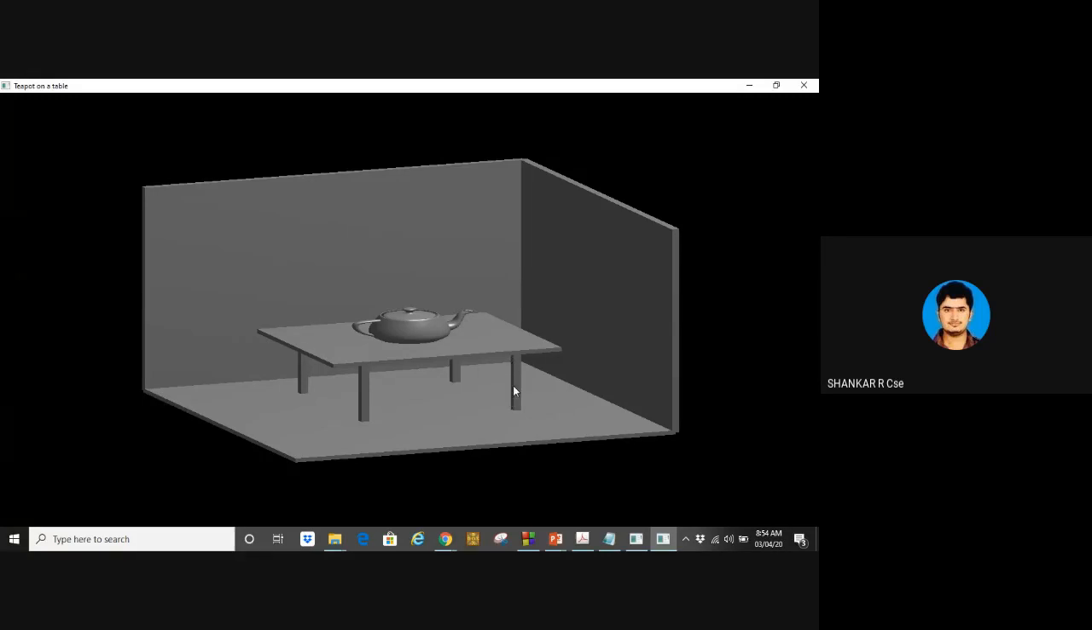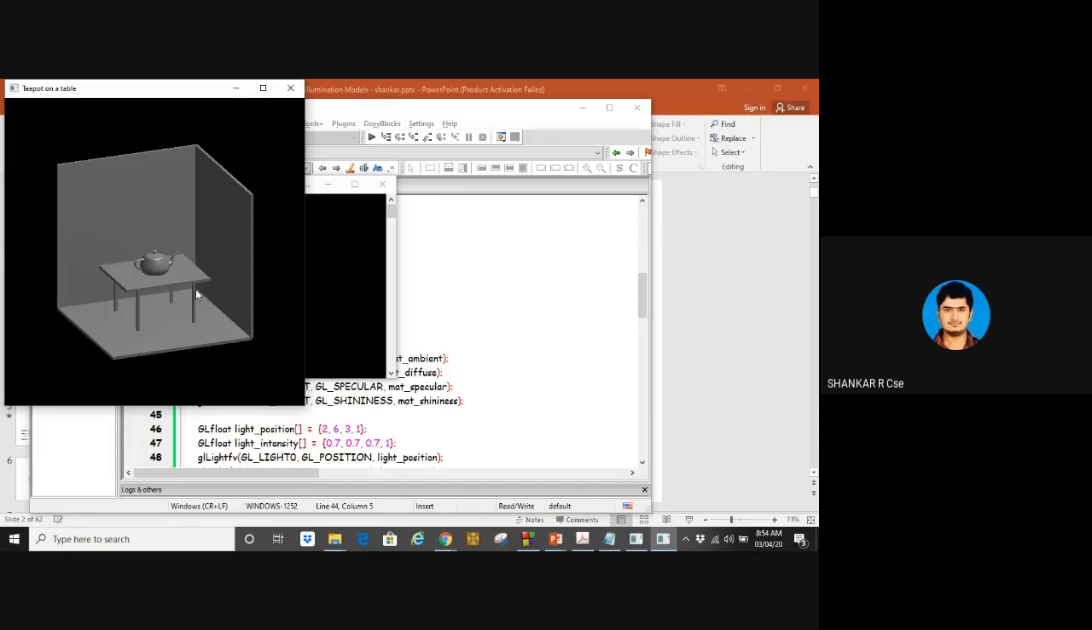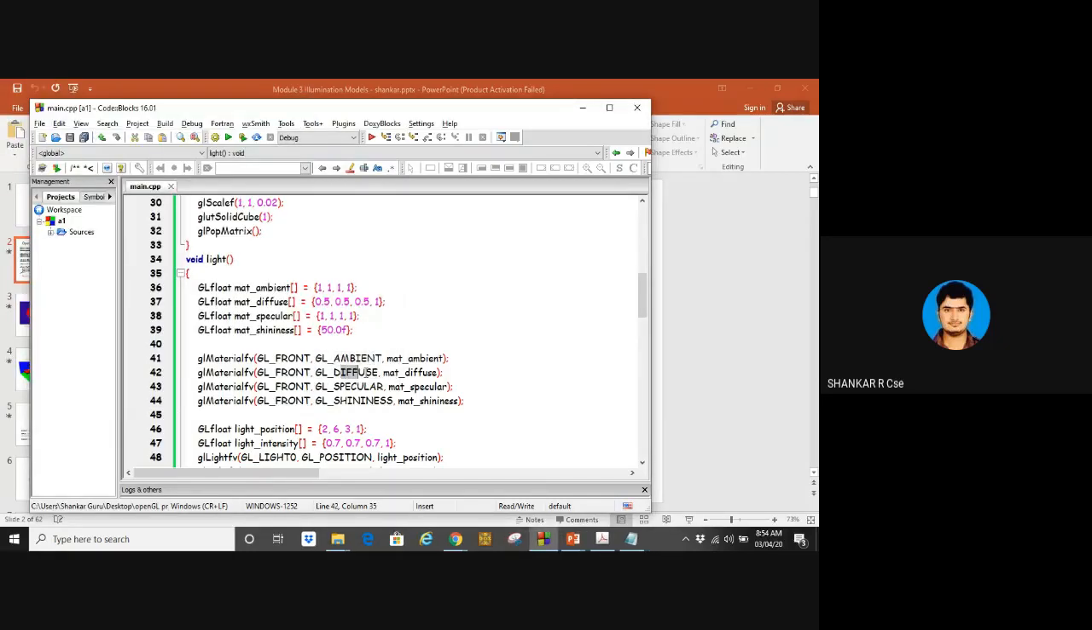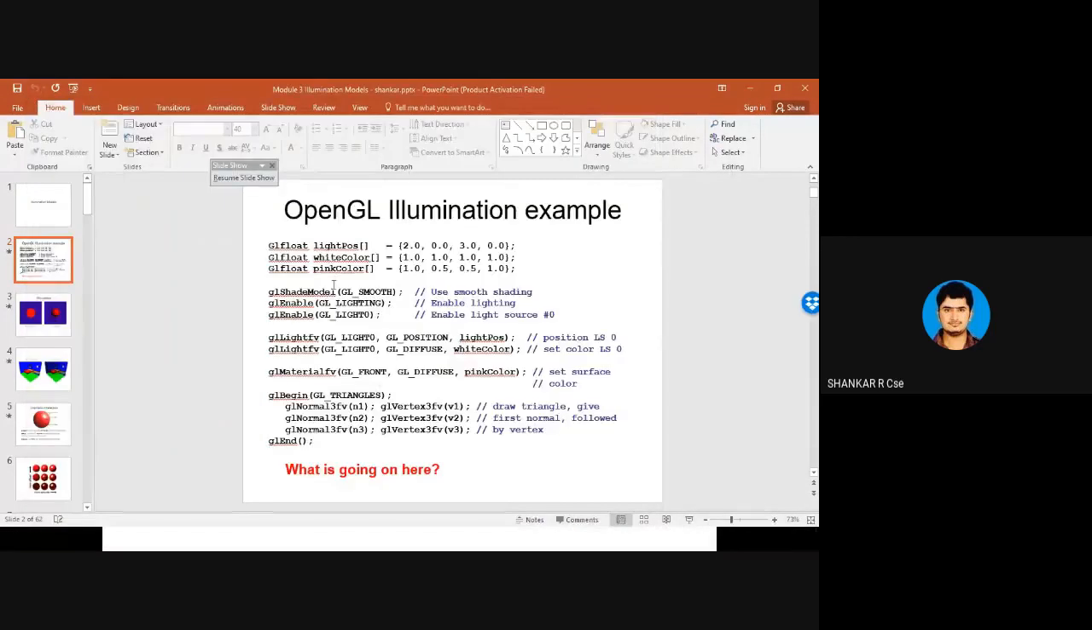You can see some dim pixels here. These dim pixels are due to your ambience, and you can see somewhat bright pixels here. This is due to specularity, and on the beaker, somewhat white pixels here, that is your shininess. So that means if you take care of all these, ambient light, diffusion light, specular light, and shininess, your image looks very natural. That is what I'm trying to say.